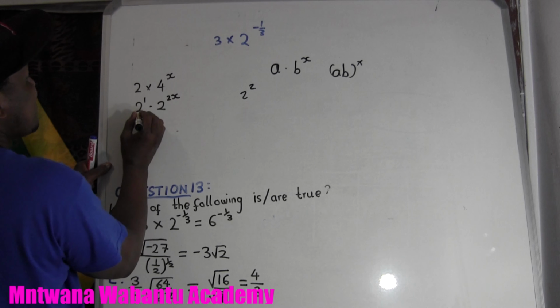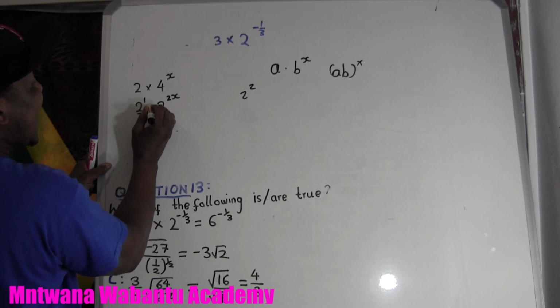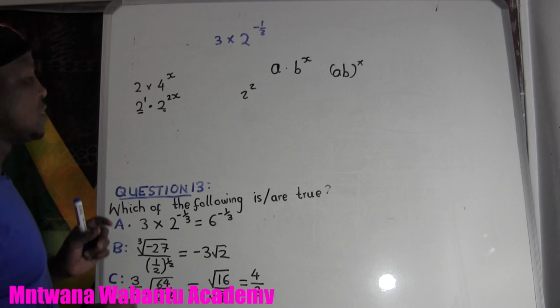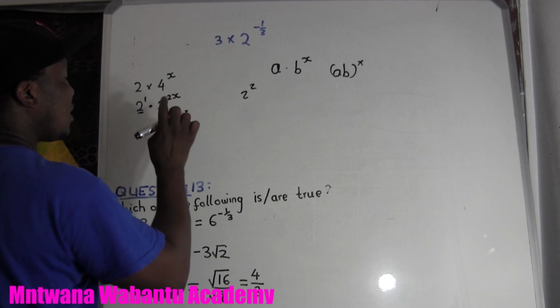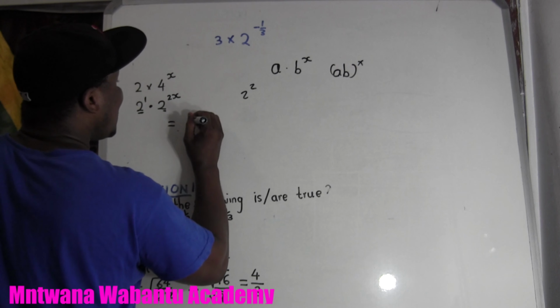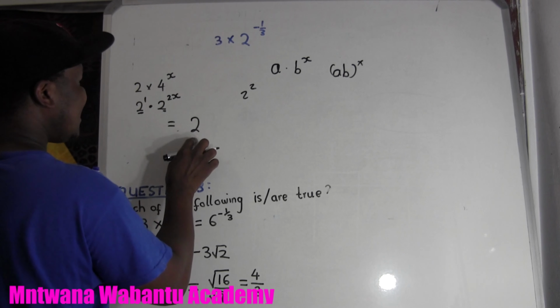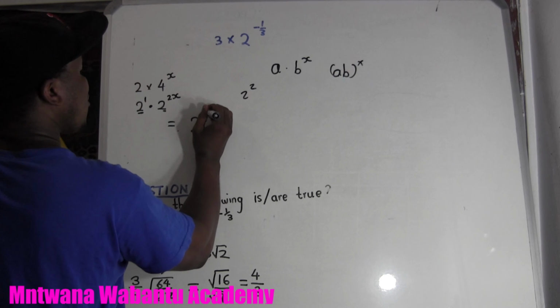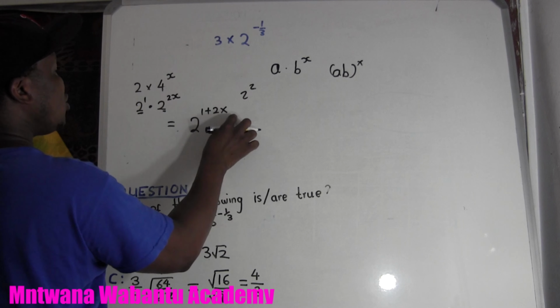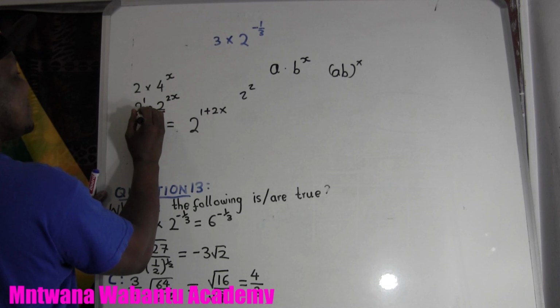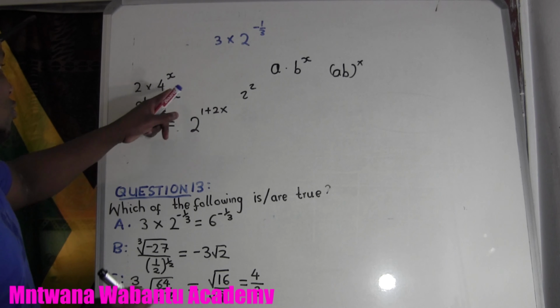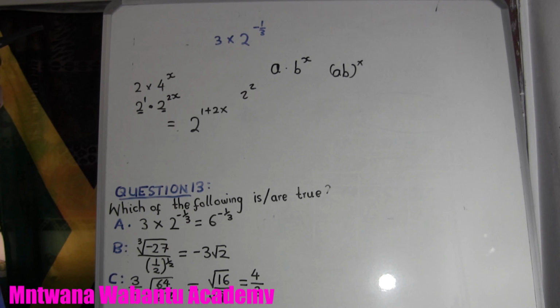That's what that is. So now when the bases are the same, and there's a multiplication, you write only one base. If you have such a condition, you write only one base, and then you add the powers. You say 1 plus 2x. Why do you add? Because there's multiplication and the bases are the same. This is why I had to split these to have the same base.